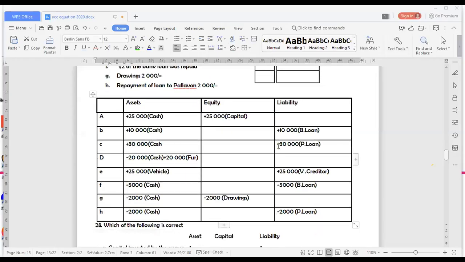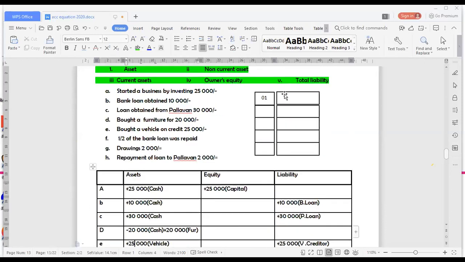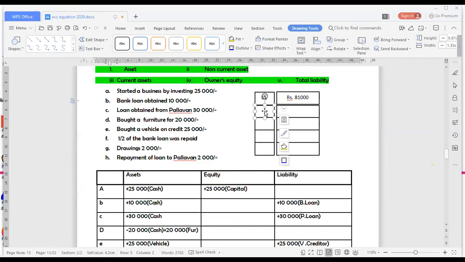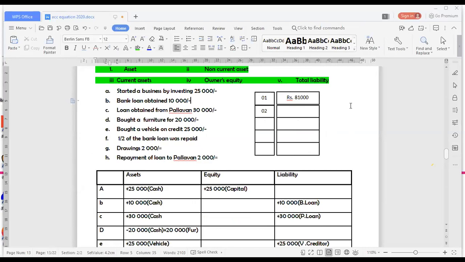So if you take the assets: 25, 35, 65. 65 plus 25. This plus and minus will get deleted, right? So 25, 35, 65, 85, 90. 90 minus 9, answer is 81,000. Don't forget to type rupees in front. When you write the answers in the exam, you must write 81,000. Before that, you have to write rupees.